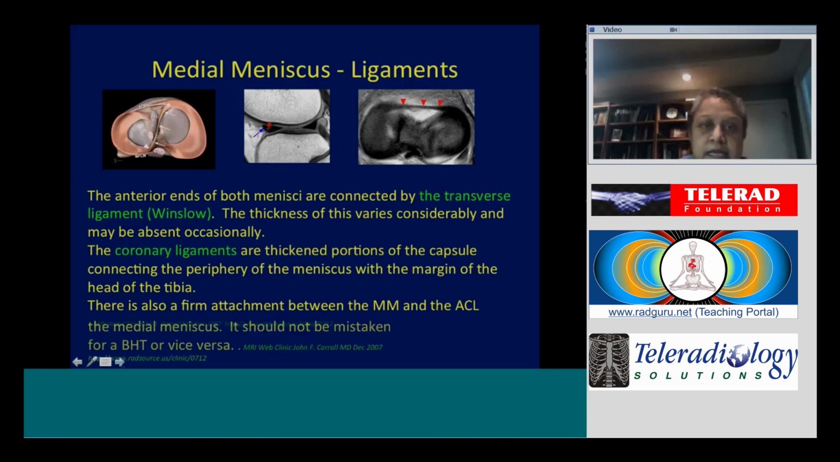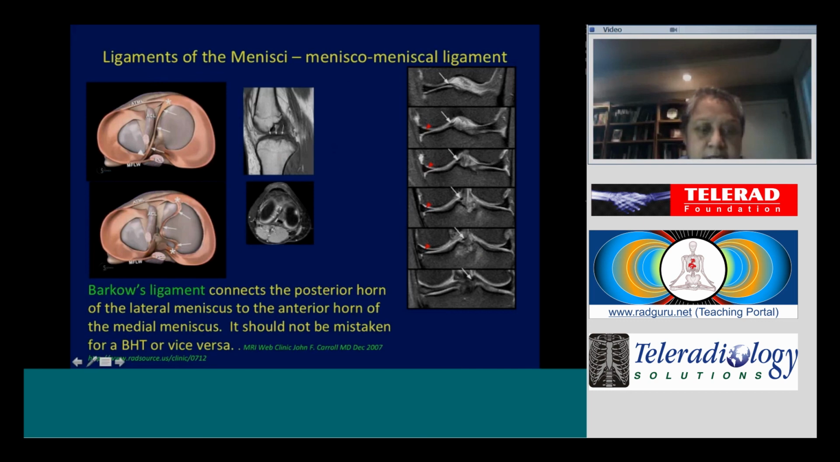Again, continuing with the menisco-meniscal ligament, here is an example of the menisco-meniscal ligaments as they go from the anterior end of the anterior horn of the medial meniscus to the posterior horn. You can see here where there is a bucket handle tear, it could easily masquerade as Barco's ligament or the menisco-meniscal ligament.